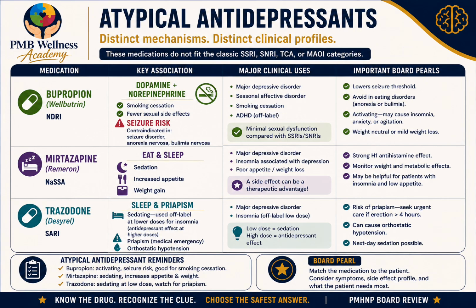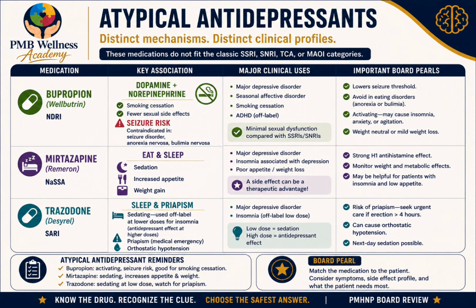So if the question gives you a depression plus a seizure disorder, bupropion should not be your answer. If it gives you depression plus bulimia or anorexia, again, avoid bupropion. Your board association is bupropion, dopamine, and norepinephrine, smoking cessation, it has fewer sexual side effects, and avoid if there's a risk for seizures.